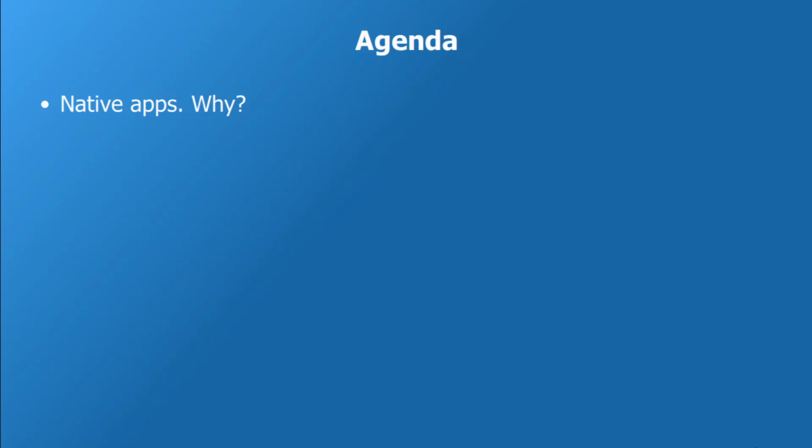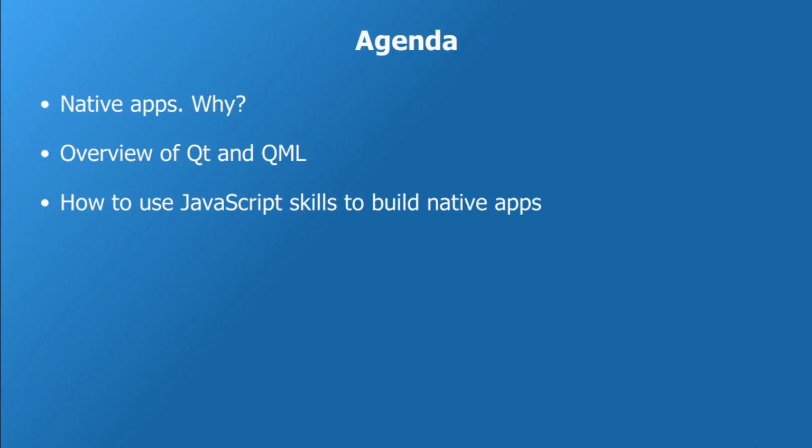So on the agenda today, we're not going to spend too much time talking about how you set your environment up for QML. We're just going to really compare what QML is and how it compares to JavaScript. We're going to talk about native apps, why you would want to build a native app, go over Qt and QML, explain what Qt is and what the QML language is. Then we're going to talk about JavaScript and how we can use that to build native apps.